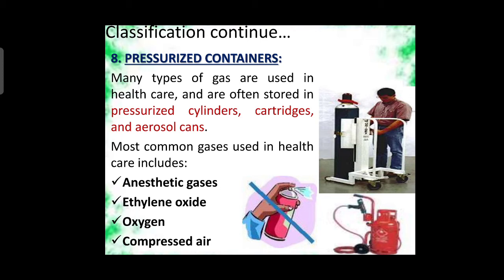The next one is pressurized containers. Many types of gas are used in healthcare and are often stored in pressurized cylinders, cartridges and aerosol cans, like the gas cylinder or oxygen cylinder you can see. The most common gases used in healthcare include anesthetic gases, ethylene oxide, oxygen and compressed air. If it is in use, it is good. If the expiry date is over, or if there is any leakage, then it will be harmful.